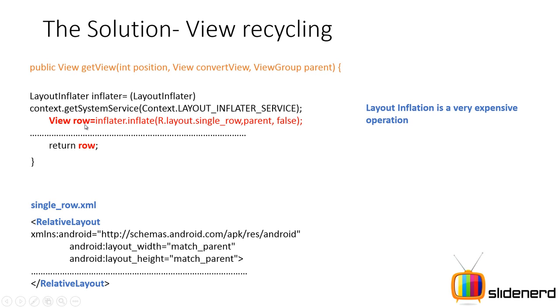This view row object is returned by this get view method, right? And what is this row object? It is nothing but our relative layout. Now remember these 3 things for now. One is this row object is returned. This row object contains our relative layout, and this get view method actually returns our relative layout. These are the 3 things which you need to remember for now, because in the next slide I'm going to discuss these. Alright, so now let's move to the view recycling part.